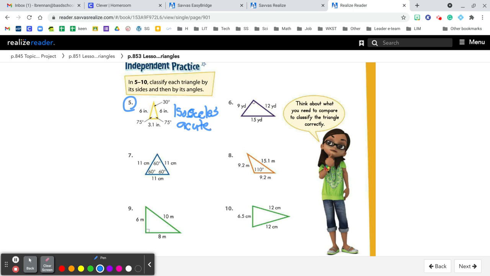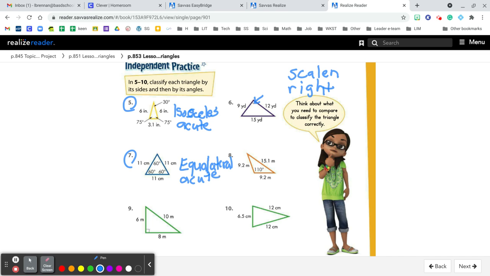For number 6, I can see I've got a right angle. That's my angle name, because I can see that right there. My sides are all different, so we call that a scalene right. Number 7, all sides are the same, so that's an equilateral. And all the angles are under 90, so equilateral acute.